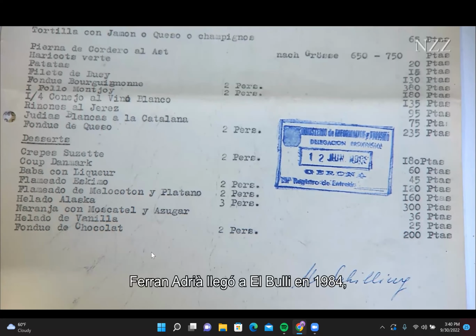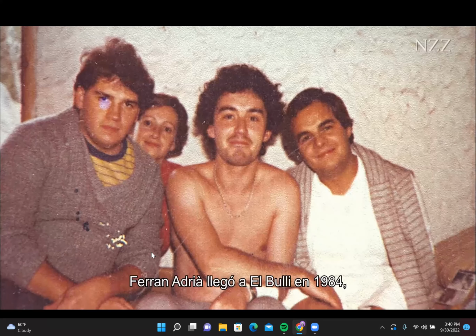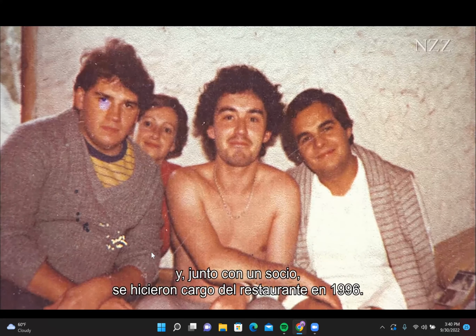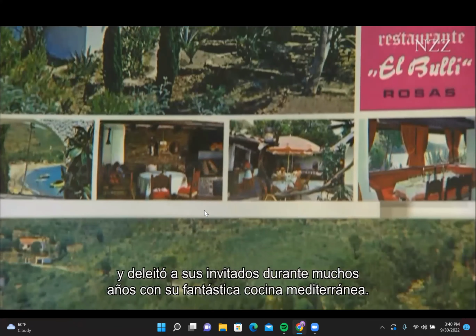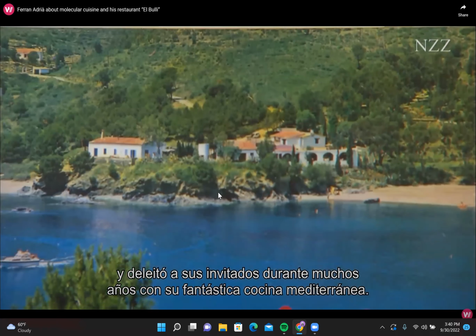Ferran Adrià came to El Bulli in 1984 and took it over with a partner in 1996. He quickly became head chef and delighted guests for many years with his fine Mediterranean cuisine.